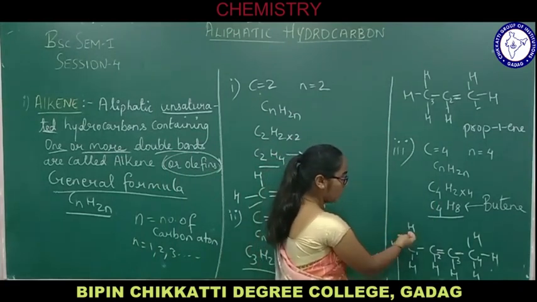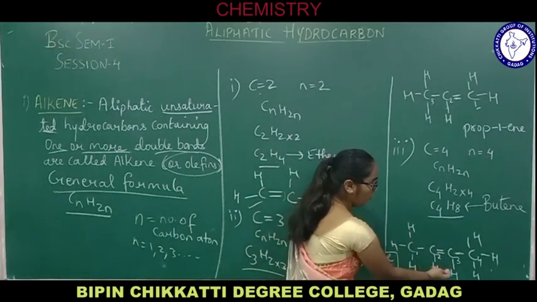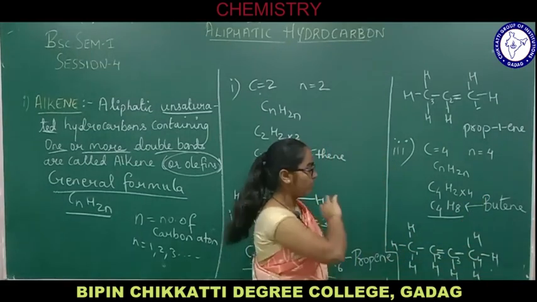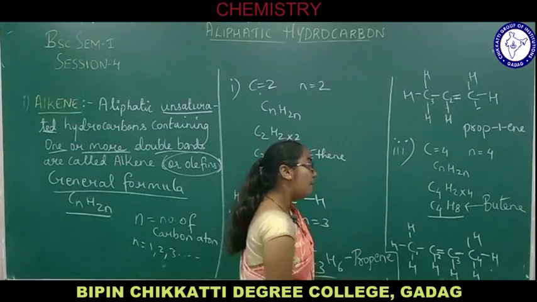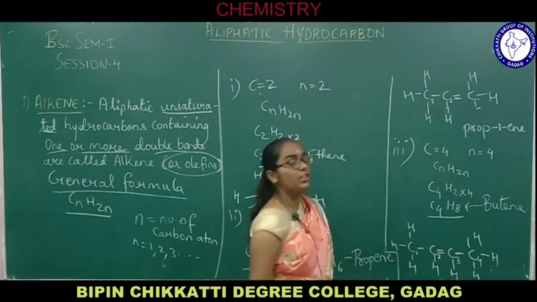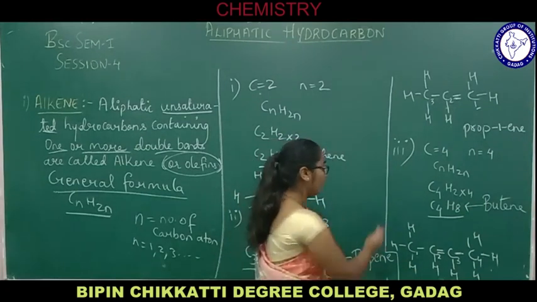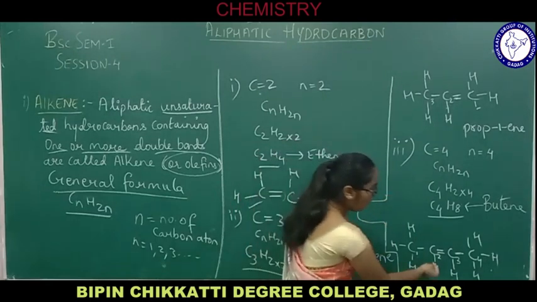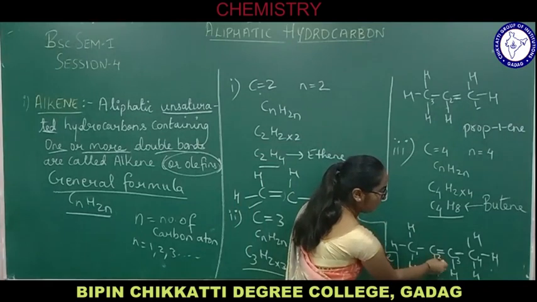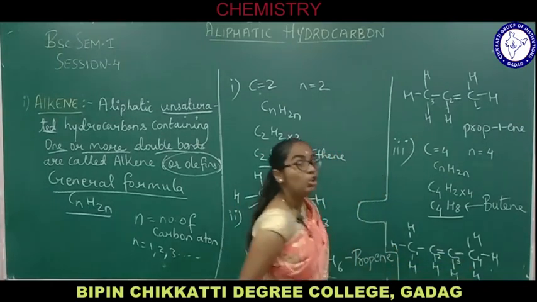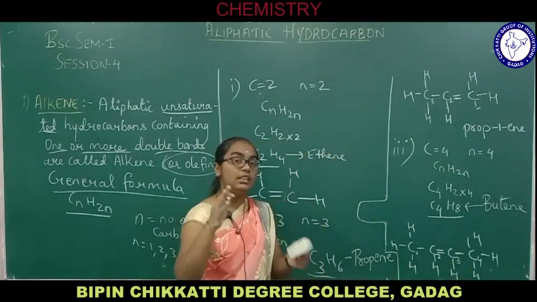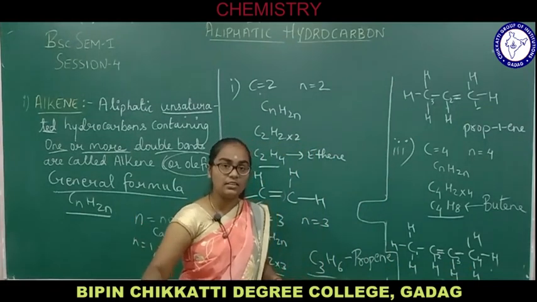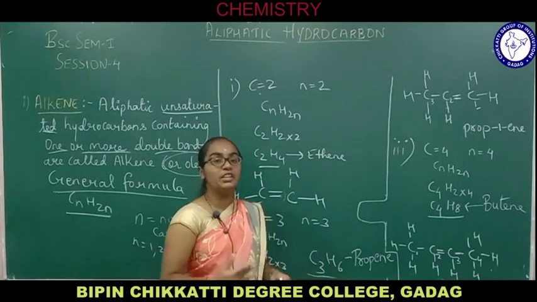Totally 8. So let's count: 1, 2, 3, 4, 5, 6, 7, 8. Okay, 8 hydrogen, 4 carbon, according to the molecular formula. But the name for this structure is going to vary, because here you can see that the double bond is present between carbon number 2 and carbon number 3. So depending upon the presence of the double bond in the straight chain carbon skeleton, the name is going to differ.